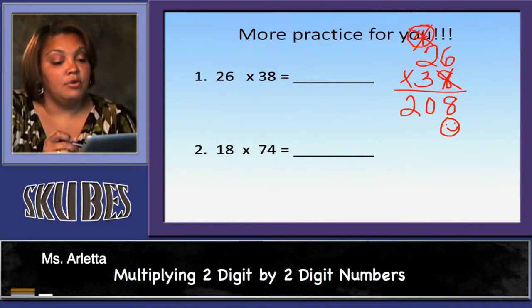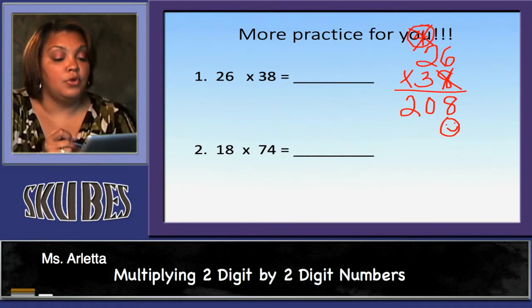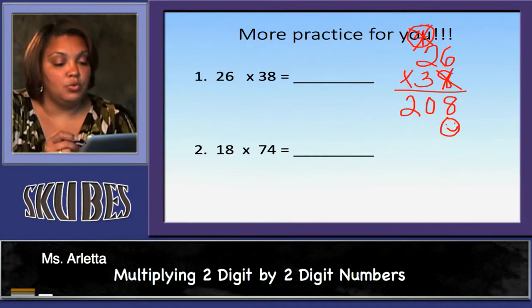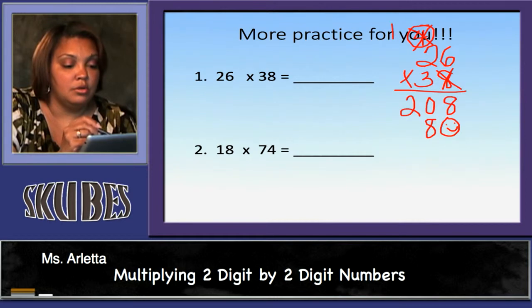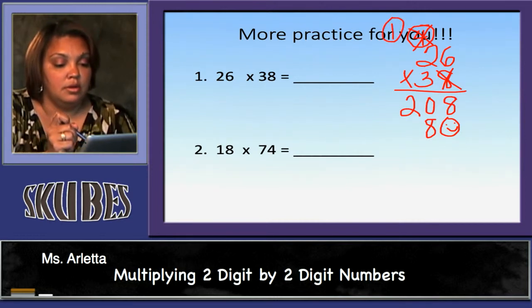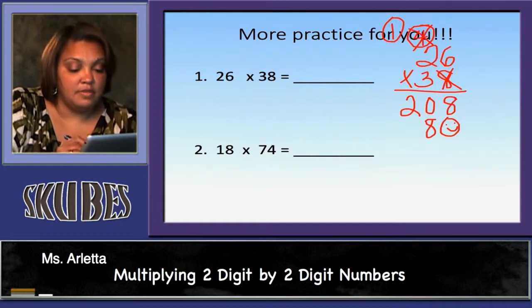All we have left now is the 3 in the 38. So we're going to multiply that 3 times 6 and then 3 times 2. 3 times 6 is 18. Carry your 1. And 3 times 2 is 6, plus the 1 makes 7.